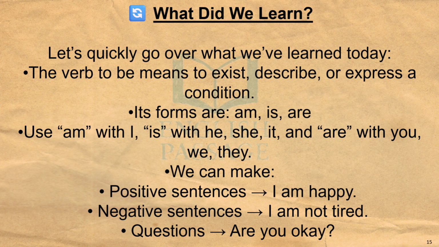What did we learn? Let's quickly go over what we've learned today. The verb to be means to exist, describe, or express a condition. Its forms are am, is, are. Use am with I, is with he, she, it, and are with you, we, they. We can make positive sentences: I am happy. Negative sentences: I am not tired. Questions: Are you okay?